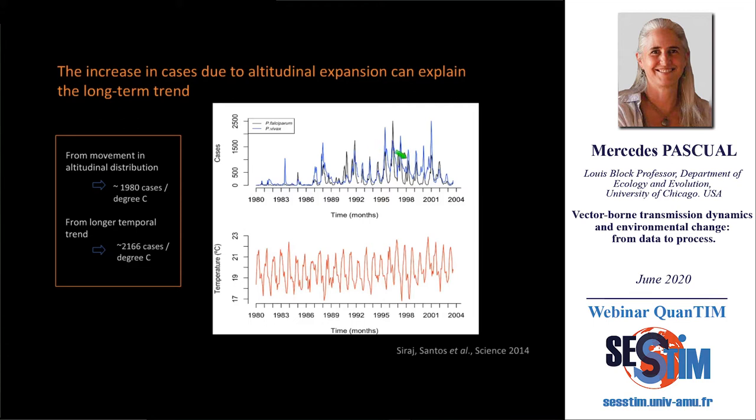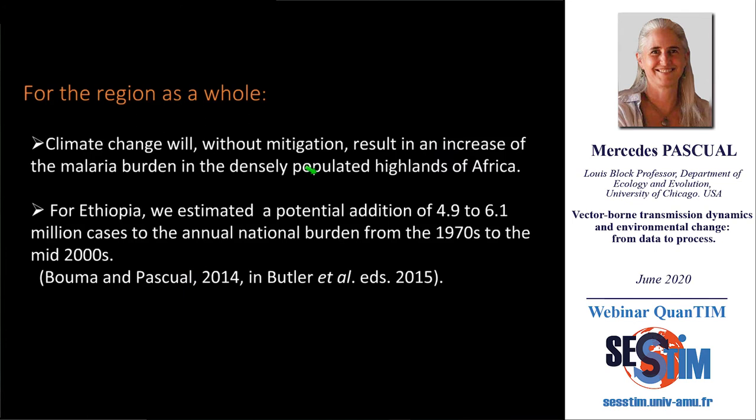Now, all this is fine. Let me just read some conclusions. Of course, up to here, we could say with this very simple analysis that without mitigation, climate change would result in an increase in malaria in these densely populated highlands of Africa, in East Africa. And for Ethiopia, we estimated that essentially from the 70s to the mid-2000s, we would have had a potential addition of 5 to 6 million cases due to global warming.